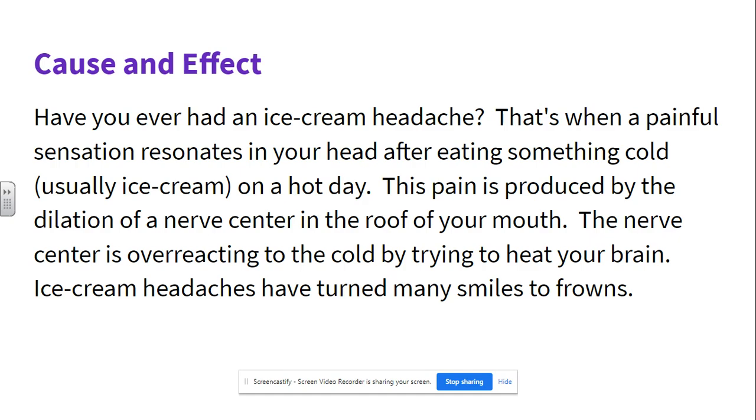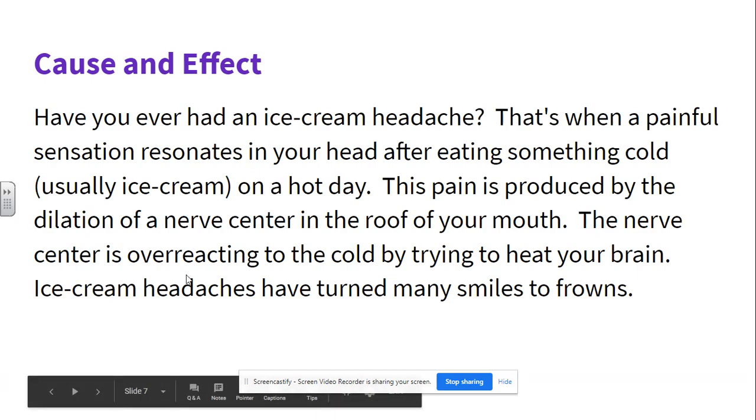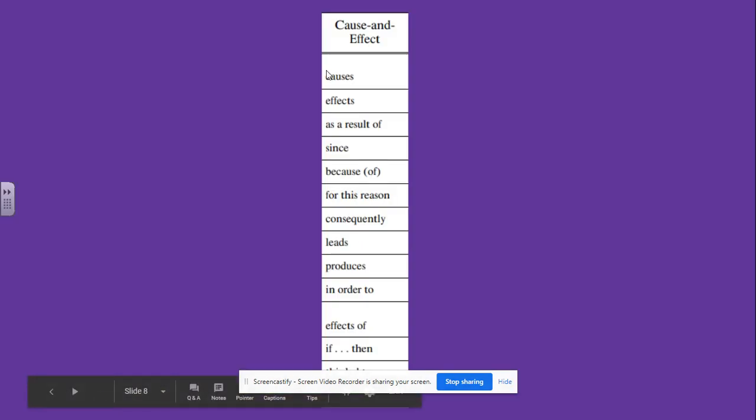So notice the cause is that real cold, and the effect is the nerve center overreacting to it. So some words that might help signal the reader for cause and effect are causes, effects, as a result of, since, because, for this reason, consequently, leads, produces, in order to, effects of, if then.